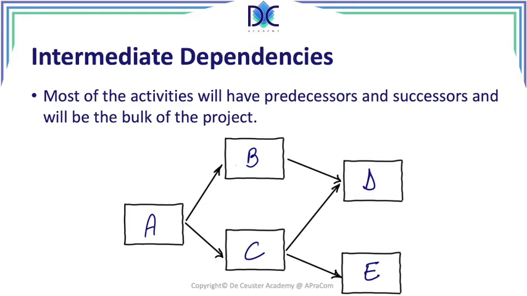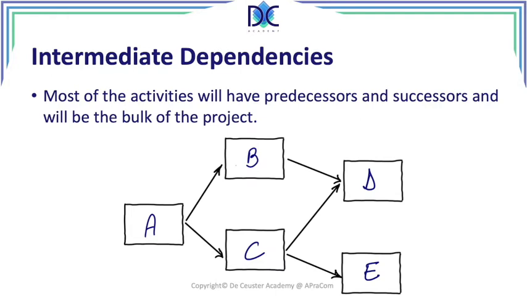So we can basically find 3 types of activities. We have the start activities, activities without any predecessor. These are the activities at the beginning of the project. We have the activities which have no successors. These are the activities at the end of the project. And then we have all those intermediate activities that have to be completed in order to complete the project.